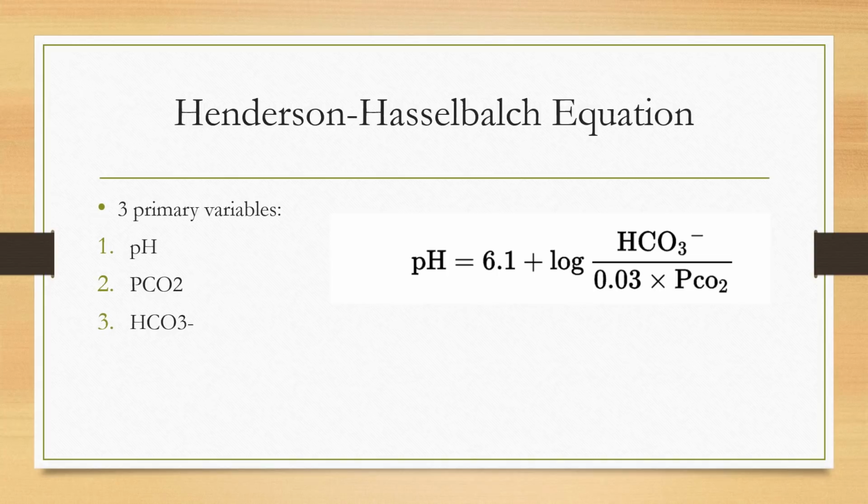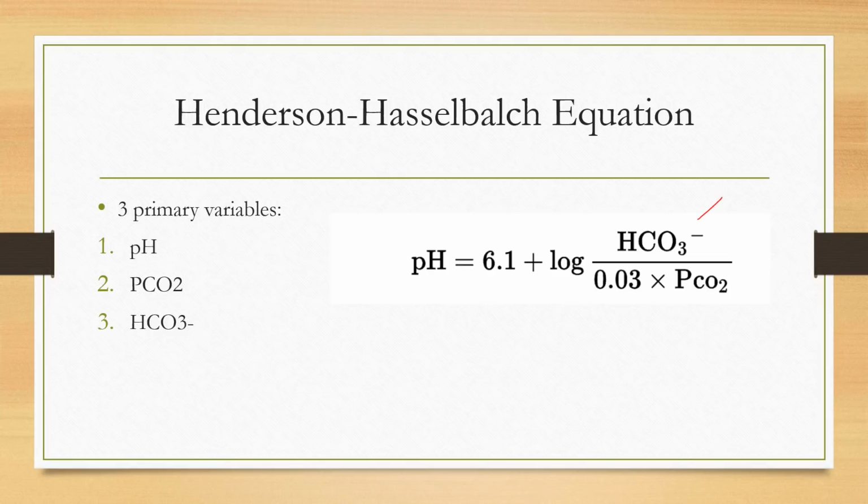Okay, now I want to review the Henderson-Hasselbalch equation. This equation is actually useful in helping to represent the changes that are going to occur in our pH when our variables like bicarb or CO2 are altered. Now, what the Henderson-Hasselbalch equation really does is take a look at the ratio of acid and base to one another. And so that's what you're seeing over here.